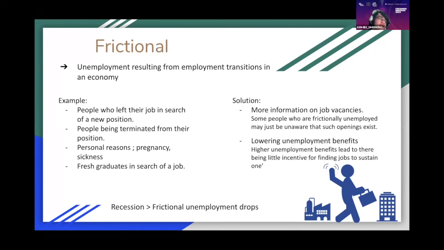Apart from that is people being terminated from their position, so people being fired and therefore being left unemployed. Personal reasons such as pregnancy and sickness. And fresh graduates in search of a job, like how we'll be after we graduate from university.